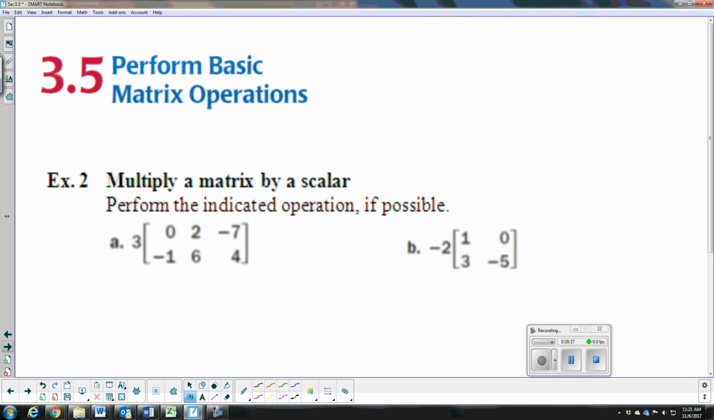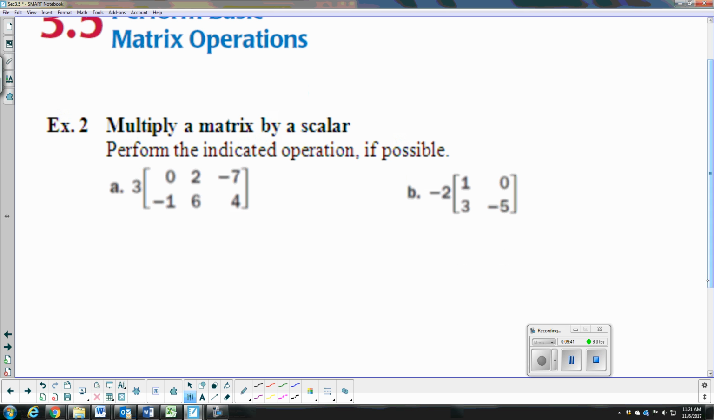Okay, so that was adding and subtracting, but now we're going to look at multiplying a matrix by a scalar. And remember, scalar, that's any real number. So it's not a matrix, it's just a number. So think of this matrix as a group.